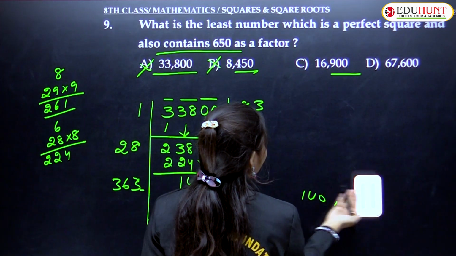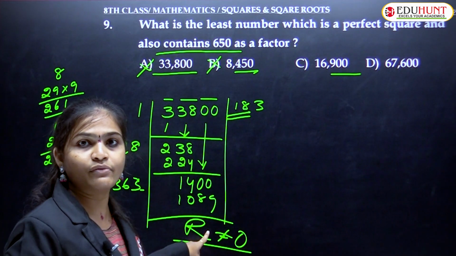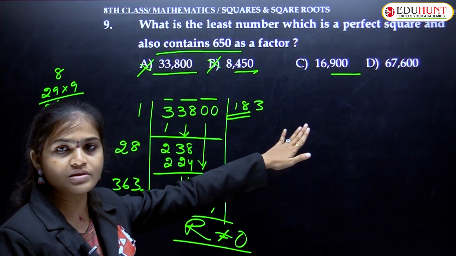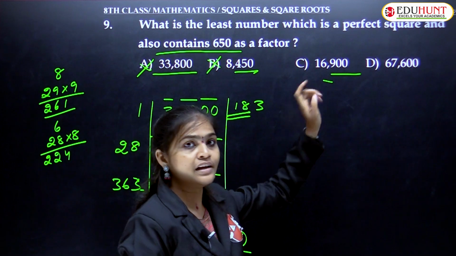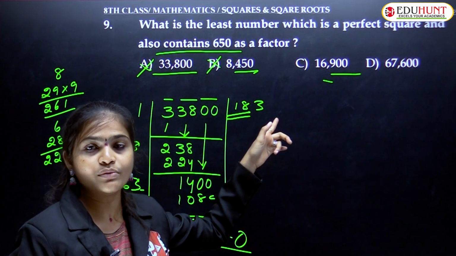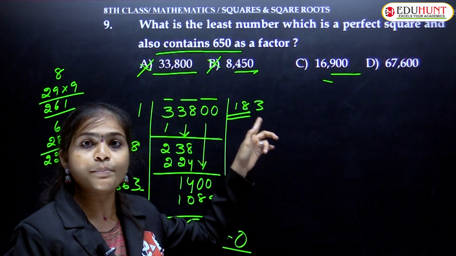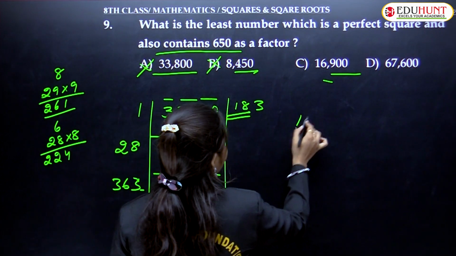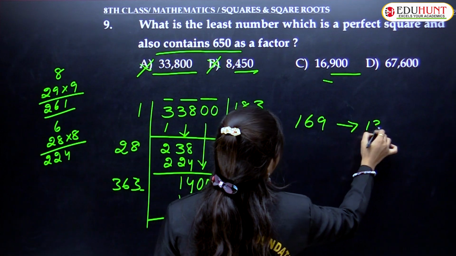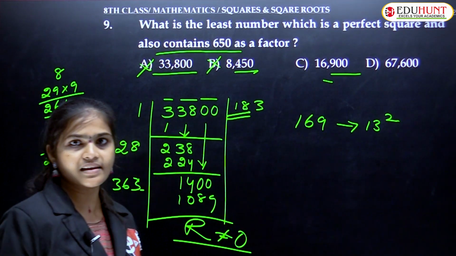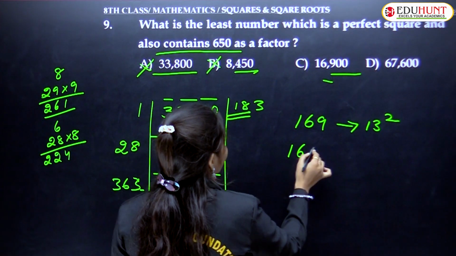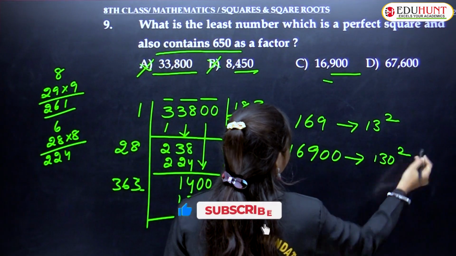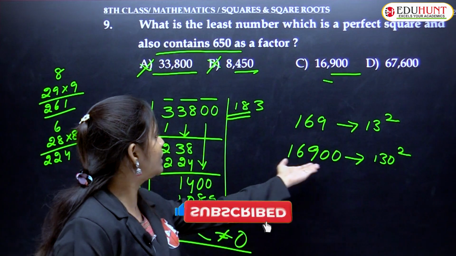Let us check the third one. Here, I think there is no need to check in this way. Why? Because 169 is there, just leaving the 2 zeros. By seeing 169 we have the idea that it is the perfect square of 13. So 169 is 13 square. So we know that 16,900 is 130 square. 130 into 130, again you will get 16,900.